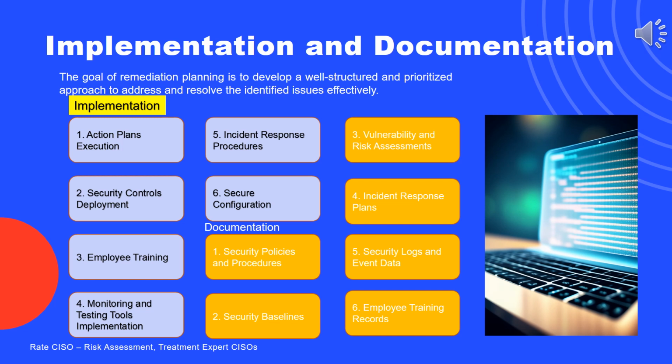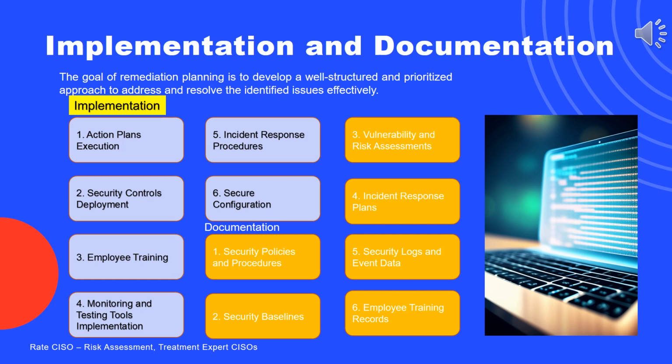4. Monitoring and testing tools implementation. Deploy security monitoring and testing tools such as SIEM systems, intrusion detection systems, vulnerability scanners, and penetration testing platforms to continuously assess and improve security. 5. Incident response procedures. Implement incident response procedures to enable a swift and organized response to security incidents and breaches. 6. Secure configuration. Ensure that all systems, applications, and network devices are configured securely according to industry standards and vendor recommendations. Documentation. 1. Security policies and procedures.